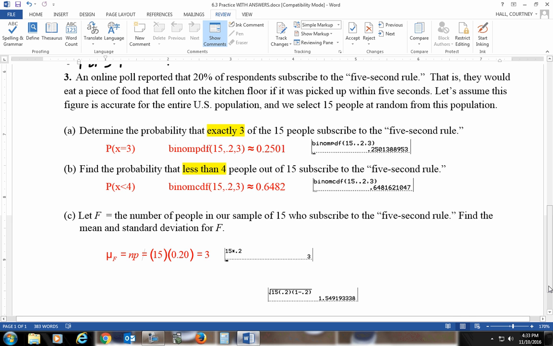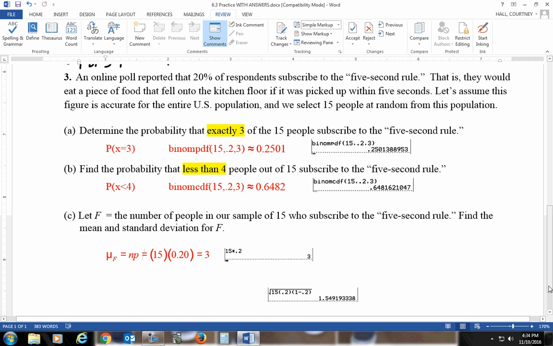So we know the size of our trial is 15. So we know how many people we have, and that is what makes it binomial. So determine the probability that exactly 3 of the 15 people, so we know we have 15 trials, subscribe to the 5-second rule. So we're going to do the probability that x equals 3.